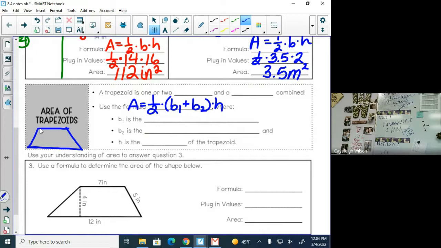Okay, now, we know that B represents base, but this one's a little bit different because it's got B1 and B2. So what that means is that B1 is the base, and that's the top. So this B1 is that top base. B2 is a base again, but it's the bottom. So if you look at the little figure that I drew right here, base 1 is the top base, base 2 is the bottom base.